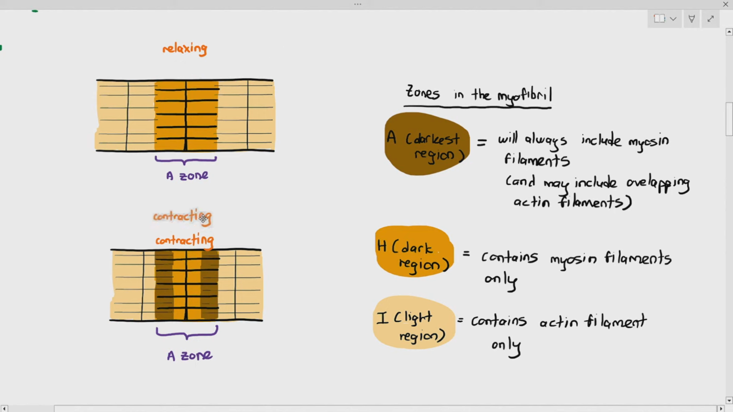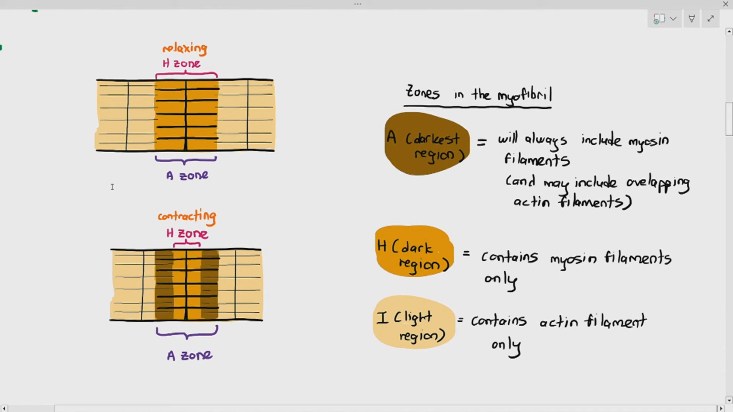So during the muscle's relaxed state in the myofibril, the H zone will be almost the same length as the A zone, because it only contains myosin filaments. But in the contracted muscle, notice the H zone has become smaller because lesser parts of the myofibril contain only myosin. So that section is the H zone. As the muscle contracts, the H zone will become shorter. That's what we have to understand.